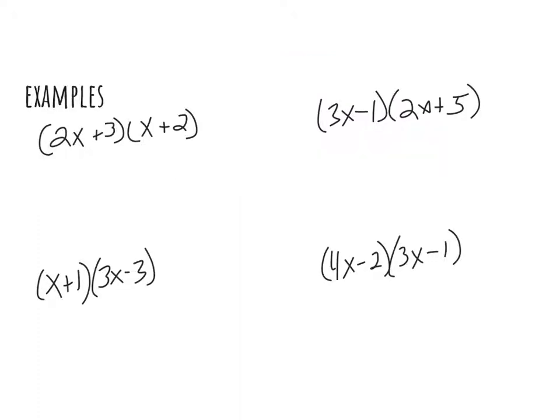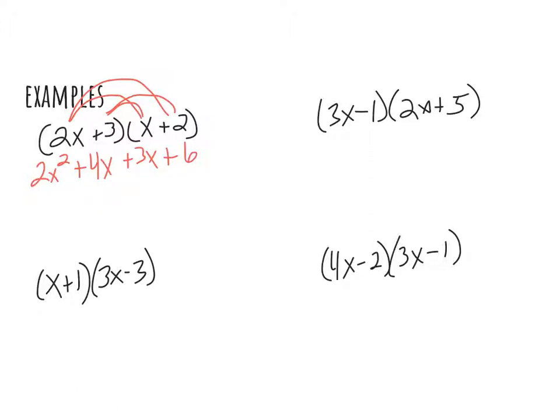Alright, so for our first example, we've got 2x plus 3 times x plus 2. So when we FOIL, we do first, 2x times x, that gets me 2x squared. Outside, 2x times 2 gives me 4x. Inside, 3 times x gives me 3x. And last, 3 times 2, that gets me 6.